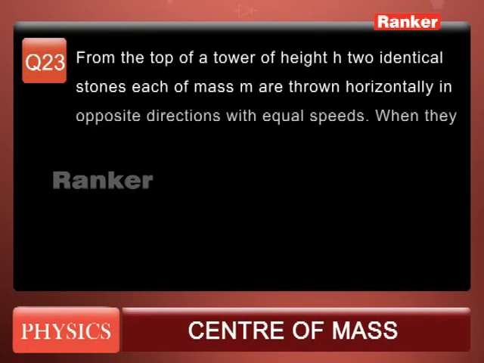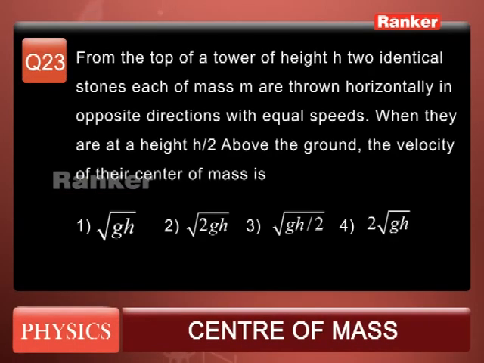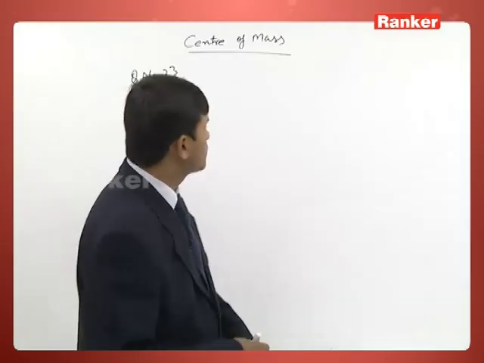Question number 23. From the top of a tower of height h, two identical stones each of mass m are thrown horizontally in opposite directions with equal speed. When they are at a height h by 2 above the ground, the velocity of their center of mass is: first option root gh, second option root 2gh, third option root gh by 2 and the fourth option 2 times root gh. Now the question is like this.